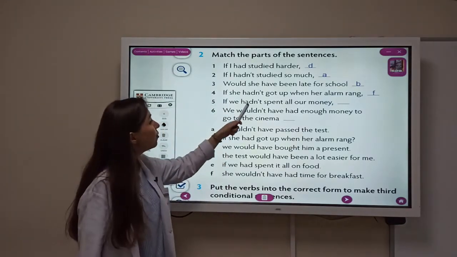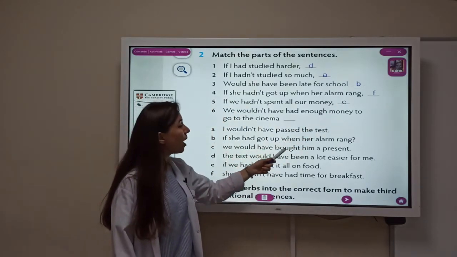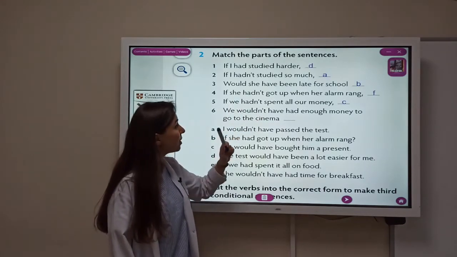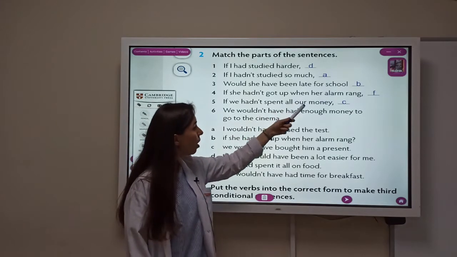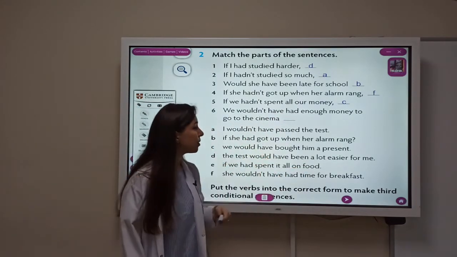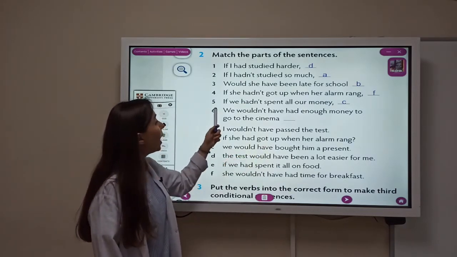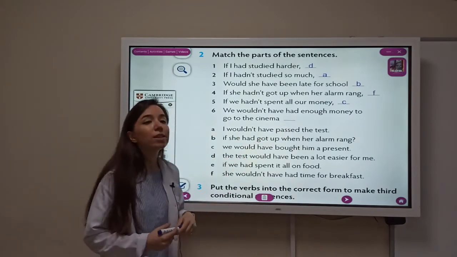If we hadn't spent all our money, we would have bought him a present. If we hadn't spent, look at here again, if clause with past perfect. If we hadn't spent all our money, we would have bought him a present. Would have plus past participle form of it. And we wouldn't have had enough money to go to the cinema. We wouldn't have had enough money.